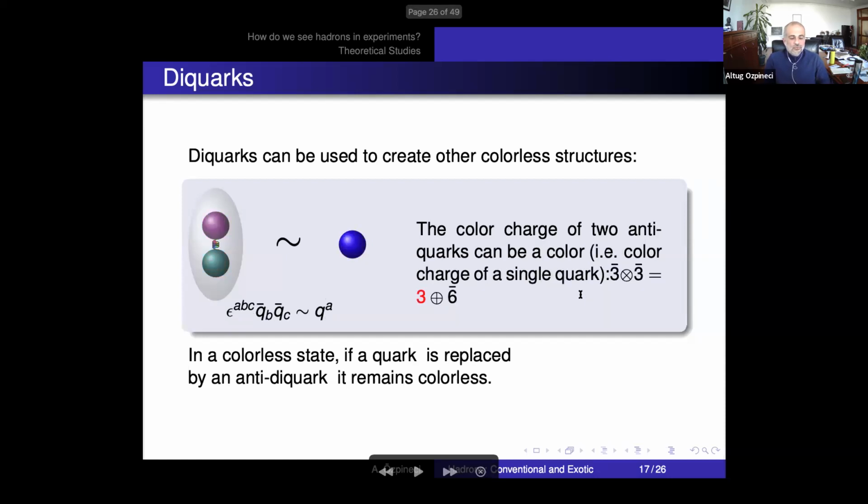And in fact, the same is true for the colors. If I have one color, I can replace it by a suitable combination of two anticolors.